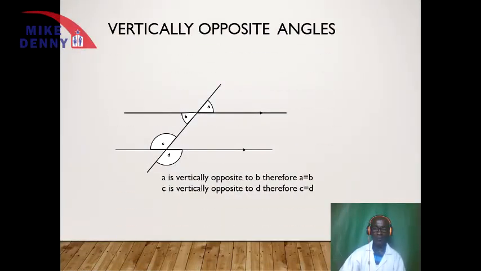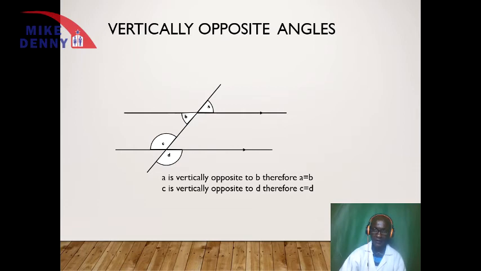Done with that? We go to vertically opposite angles. Again, we have two parallel lines cut across by a straight line. We want to identify angles which are vertically opposite. And here, A is vertically opposite to B. And then C is vertically opposite to D.